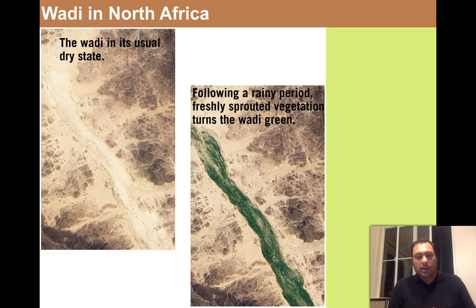And they're amazing in terms of their ecosystems, right? So here's a wadi, or let's say a wash, in its usual dry state. This is in North Africa. It's dry, it's dead, and all of a sudden, after our little rainy period, we get vegetation that sprouts right up, right? So you get a little bit of water in the desert, and all of a sudden the vegetation just pops right out, and you can start to see it.